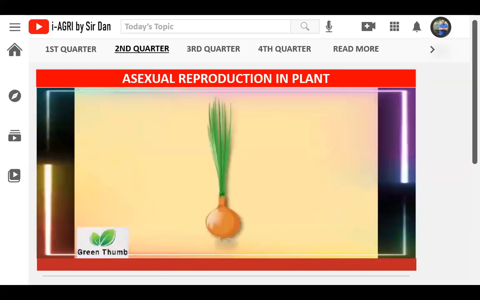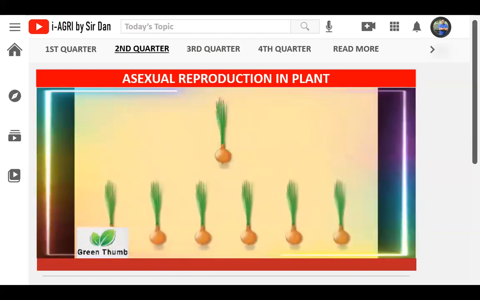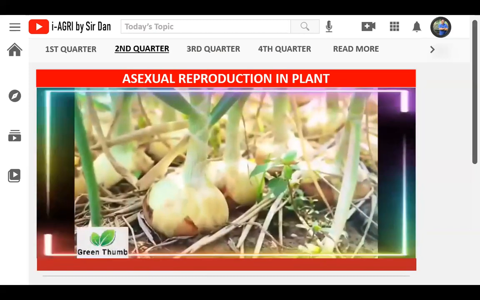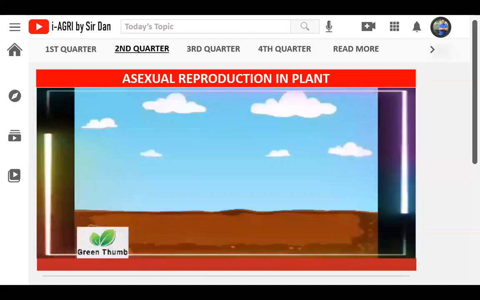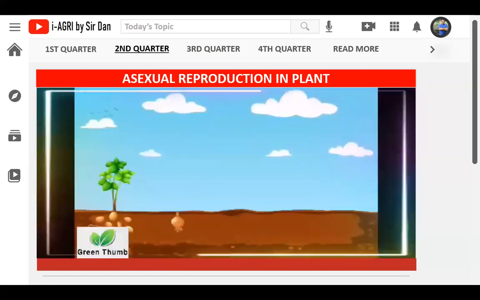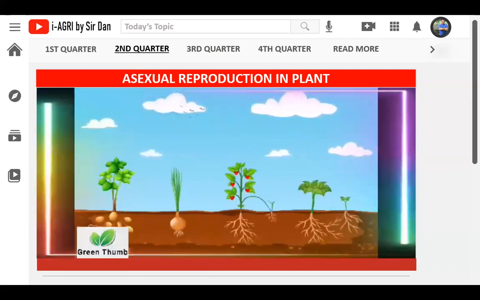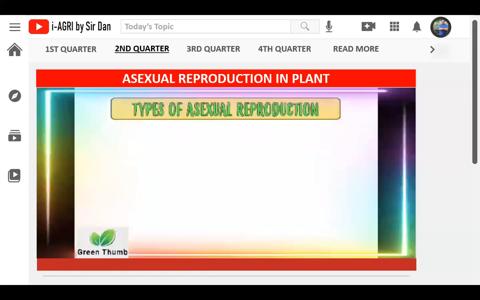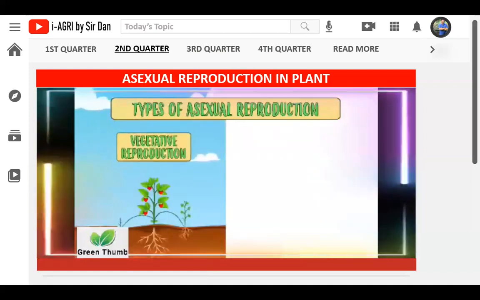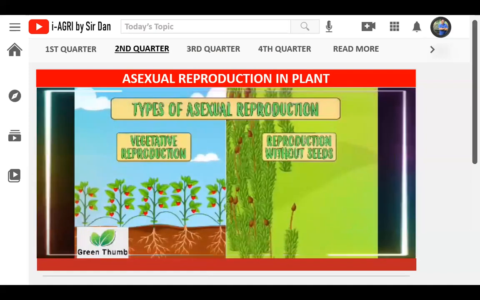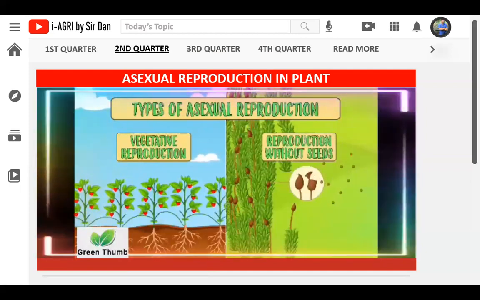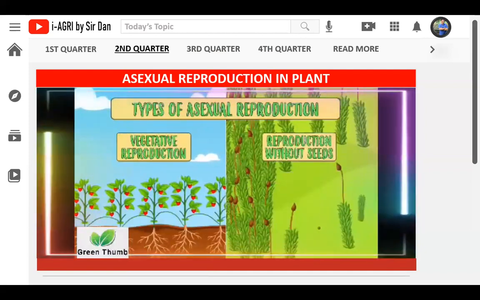In asexual reproduction, there's only one parent, so the new plants will be genetically identical to this. New plants can originate from a single cell, tissue, an organ, or a part of a mother plant. There are two types of asexual reproduction: vegetative reproduction and reproduction without seeds. Let's get to know them.